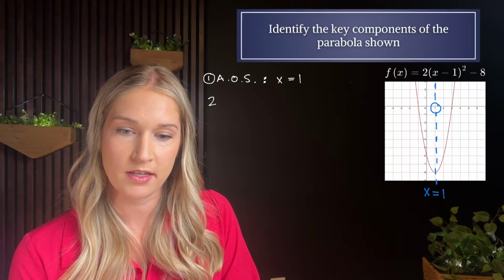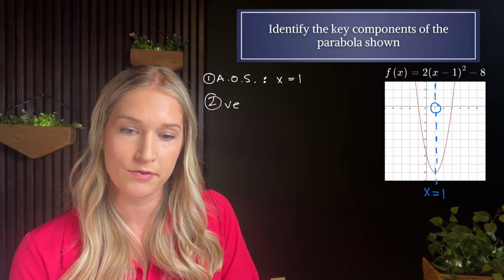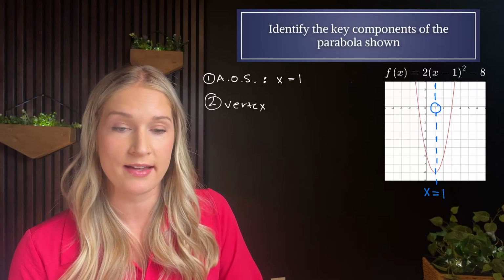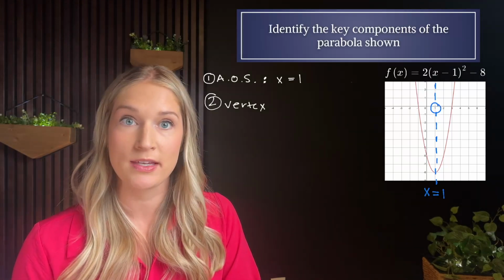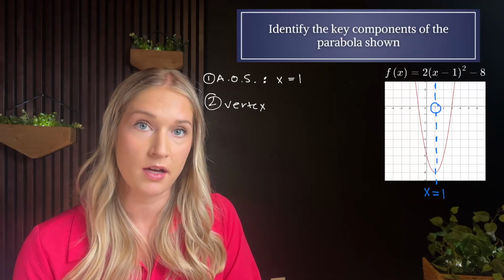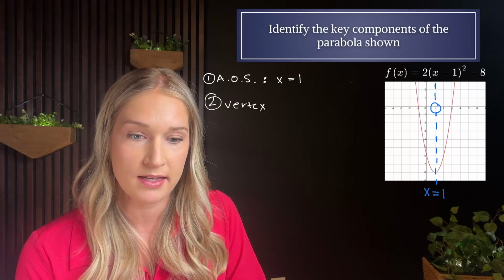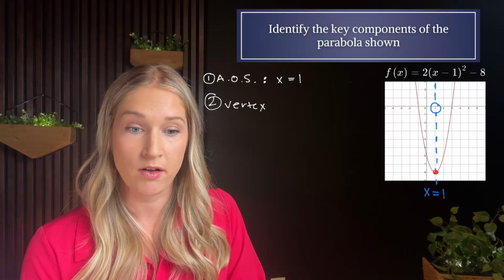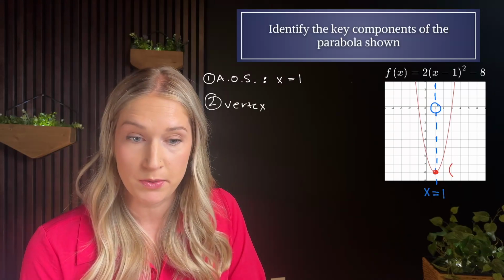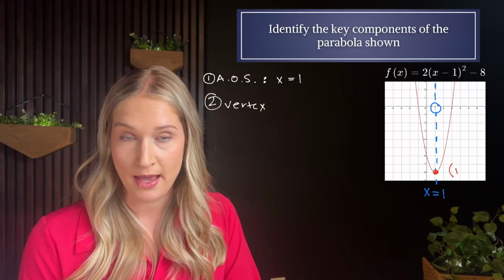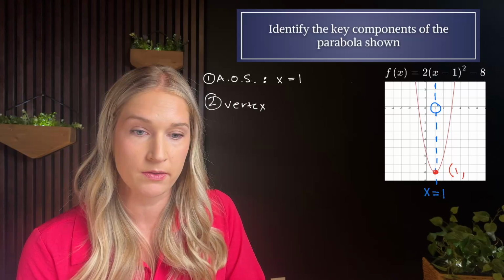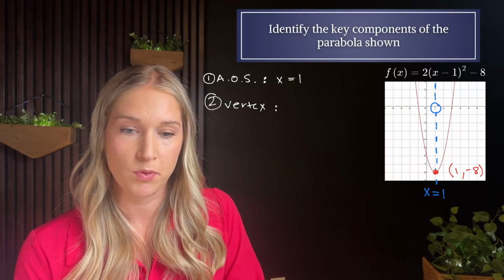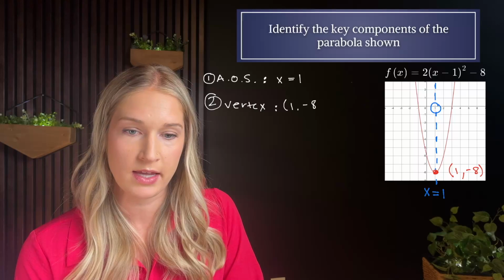The second thing that we'll look at is finding our vertex. Your axis of symmetry goes through the vertex. The vertex is also the very bottom point of your graph when it faces upwards like mine does. So that would be this point here. The coordinates of that point are, we already know that it has an x value of 1 because it comes from the axis of symmetry, and the y value is -8. So my vertex then is the point (1, -8).